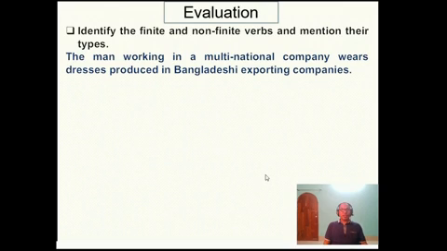Dear students, let's evaluate. In this sentence, you will differentiate the finite verbs and non-finite verbs. There are a few verbs. You will show finite verb and non-finite verb in different lists and you will also try to mention their types. The man working in a multinational company wears dresses produced in Bangladeshi exporting companies.